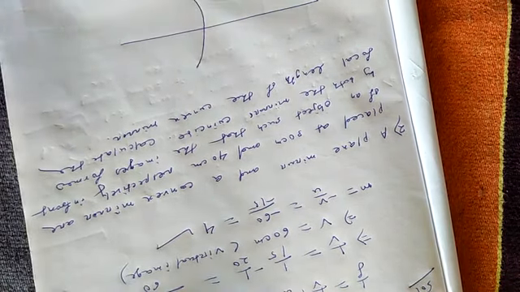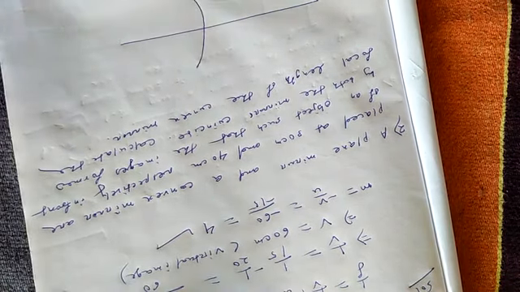So suppose this is the image, A dash B dash. So image distance is equal to MB dash. MB dash is equal to 30 centimeter. For the plane mirror, object distance is equal to image distance, so MB is equal to MB dash.